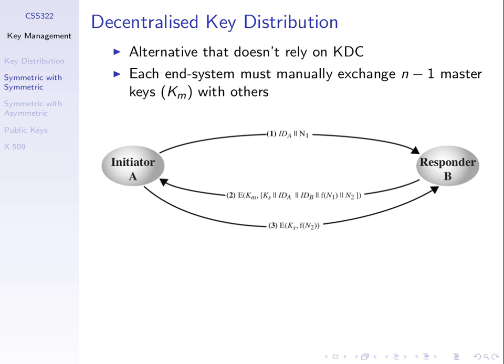Every user exchanges a master key using manual delivery with every other user. And we no longer have it, our n by n minus 1 divided by 2 master keys, many master keys. Whereas in our centralized approach, we need one master key for every user, n master keys. Whereas with decentralized, we need n by n minus 1 over 2, approximately in the order of n squared master keys. So that's the problem with a decentralized approach. If you don't want to use the KDC, you need many master keys.